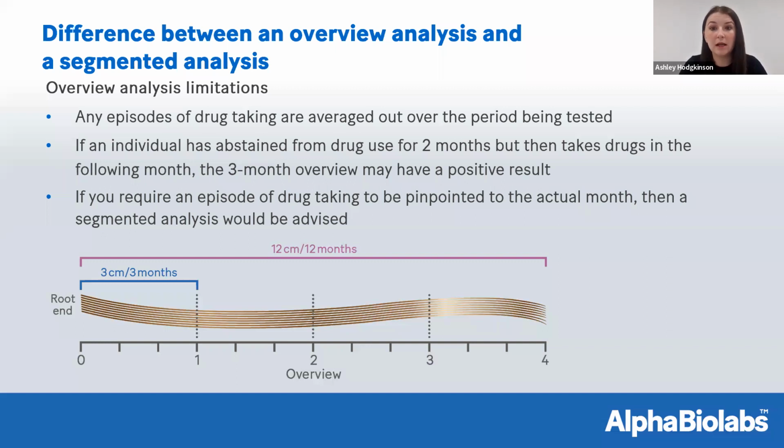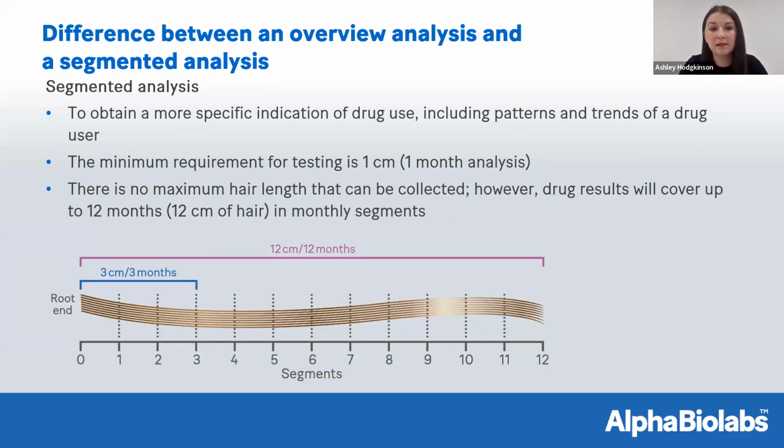So for instance, if you had a client who said that they'd abstained for 2 months, but then had used in the 3rd month, you may find that you get a positive result during that 3-month segment. And that's not necessarily what you are looking for with your client if you are wanting to show that they had abstained prior or were beginning to reduce their use. So like I say, this would be beneficial for someone to get an initial reading, or for someone who is asked to provide a negative drug sample.